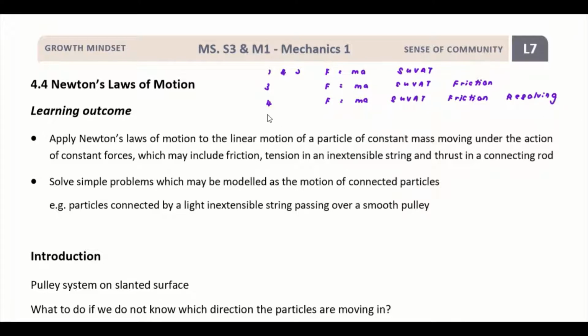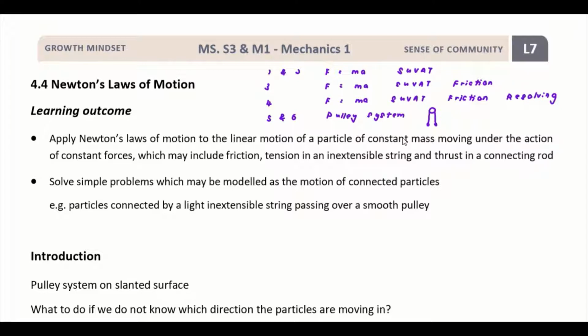Then for the fifth and the sixth lesson, that's the time that we started to discuss the pulley system. Under the pulley system, for the fifth lesson, we talked about a smooth pulley connected at the ends to two particles which hang freely in the air. So this is like a vertical pulley system.